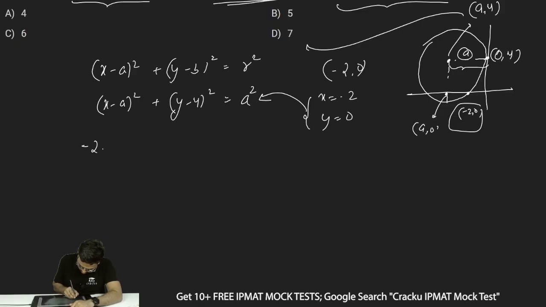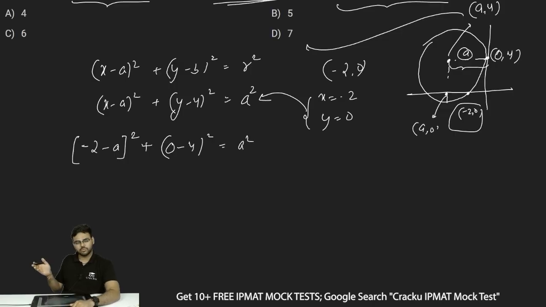So I will get (-2 - a)² + (0 - 4)² = a². Or I can write this as: minus and minus, we will take this out as common, and this will be squared, so it will become plus. So this will be (a + 2)², because minus will be taken common and it will be squared, so it will be plus 1 only. So (a + 2)² can be written as a² + 4a + 4.